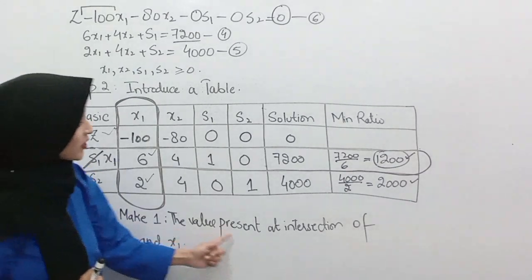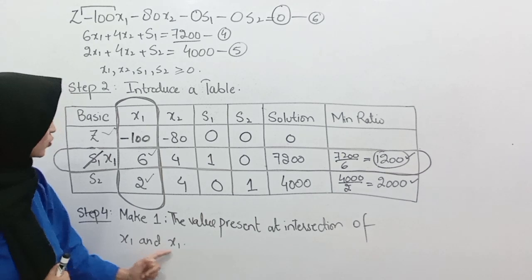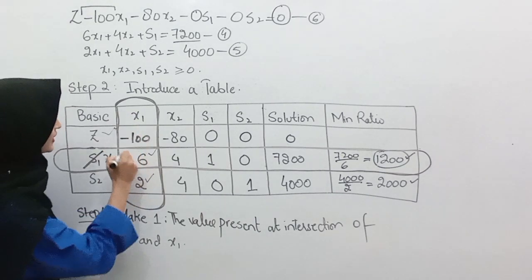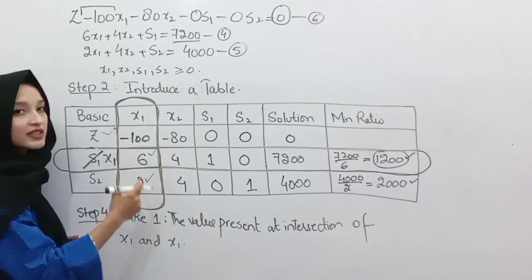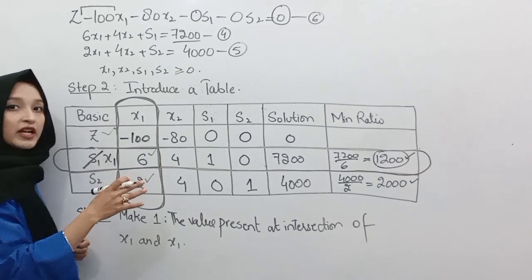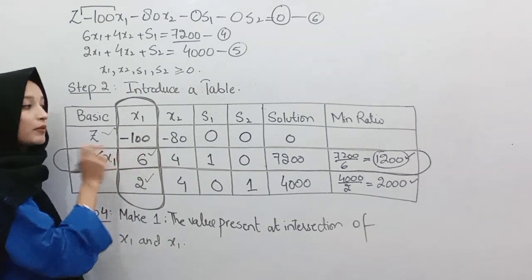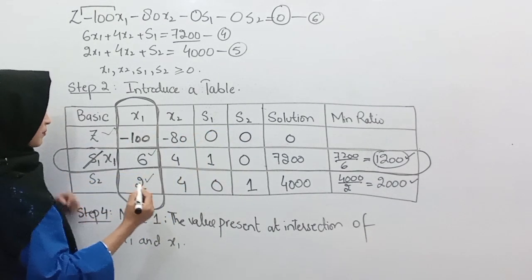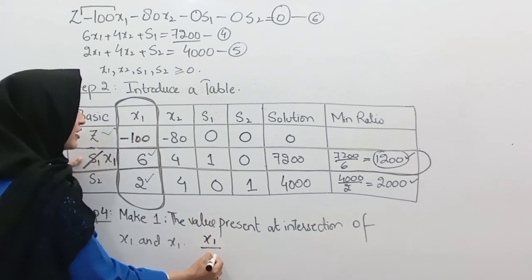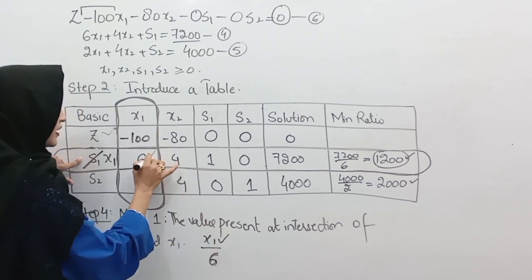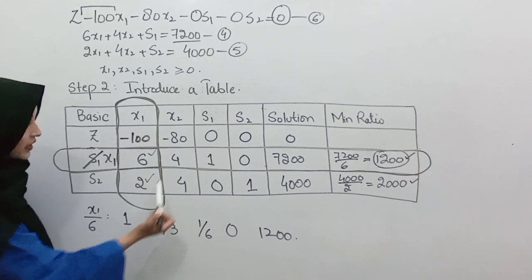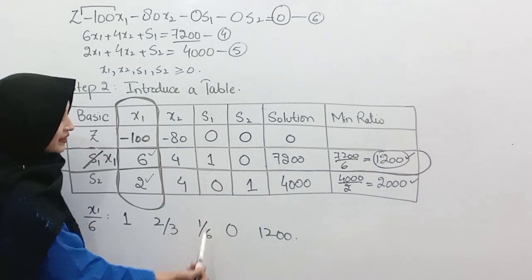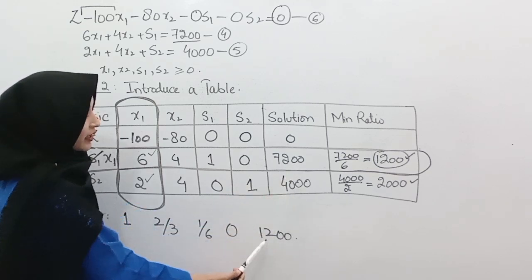The value present at the intersection of x1 and x1 is this, and the value present here is 6. We have to make it 1. So if we divide this term by 6, it will give 1. But note that whatever operation you apply to that term will be applied on the whole row. So the operation we will apply is x1 divided by 6, where x1 is the row and 6 is the term that we use to get 1 here. So dividing x1 by 6, we get 6 by 6 equals 1, 4 by 6 equals 2 by 3, 1 by 6, 0, and 7200 divided by 6 gives 1200.